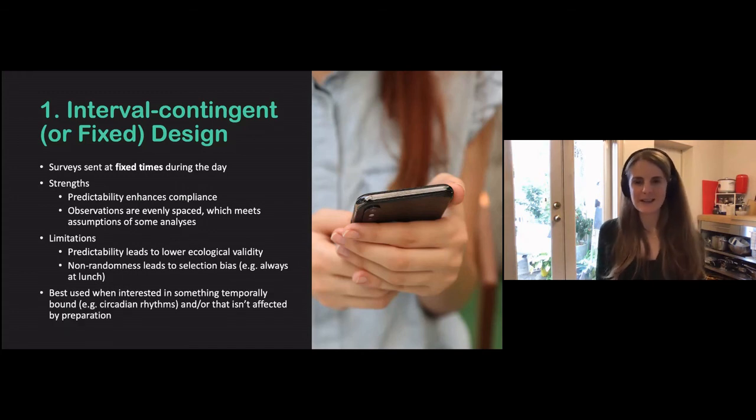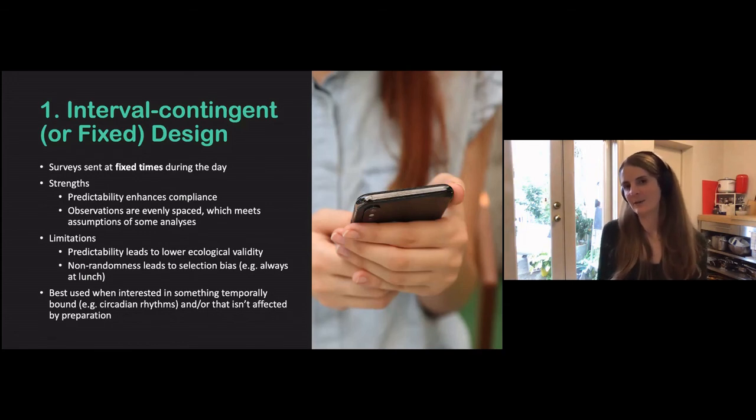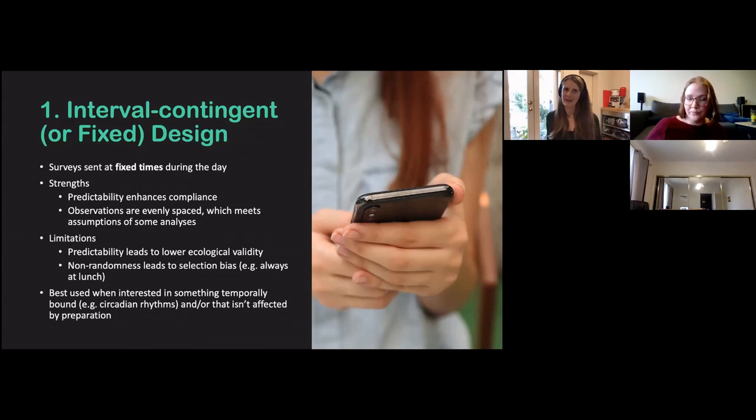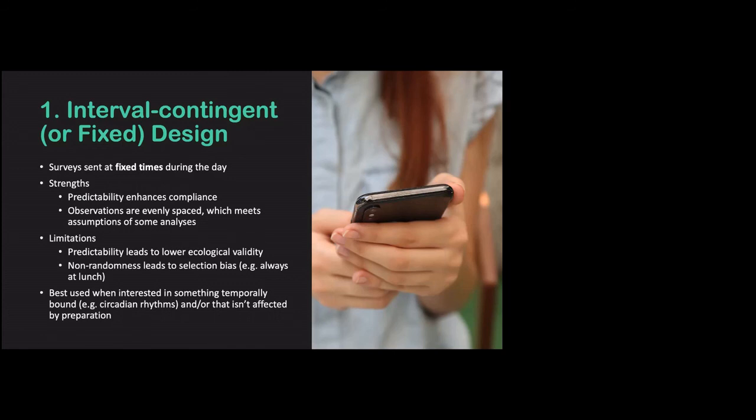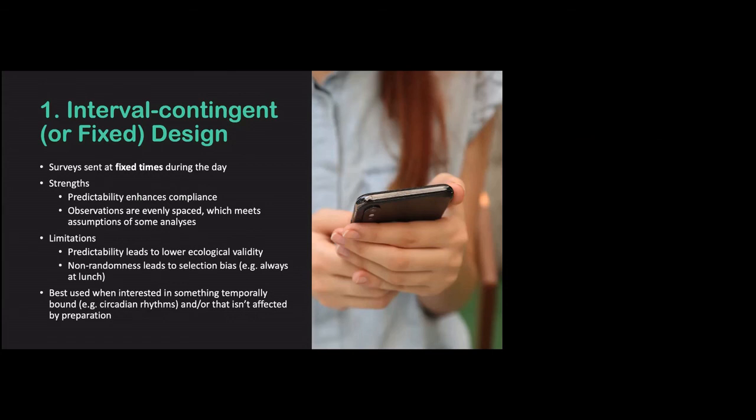So I think that fixed designs have their place, but they're best used when you're interested in something that's temporally bound. So for example, you might be interested in circadian rhythms, and it's sensible and important for you to sample them. And something that isn't affected by preparation. So for example, people who study eating behavior might think, well, people are often going to eat breakfast, lunch, and dinner. That's probably not going to be super affected by these beeps or surveys in a normal sample. So I'm going to use a fixed schedule.